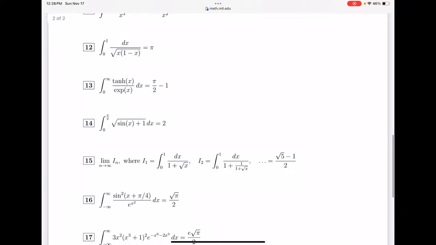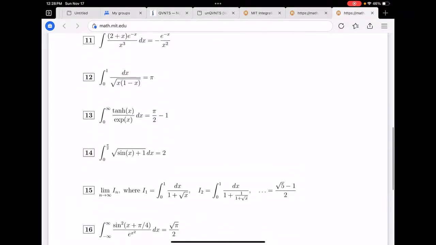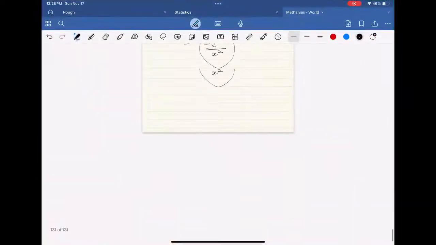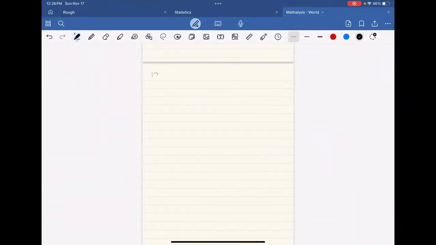So the next one, dx divided by x times 1 minus x. Okay, integral from 0 to 1 of dx divided by square root of x times 1 minus x. So how will you solve this problem, guys?